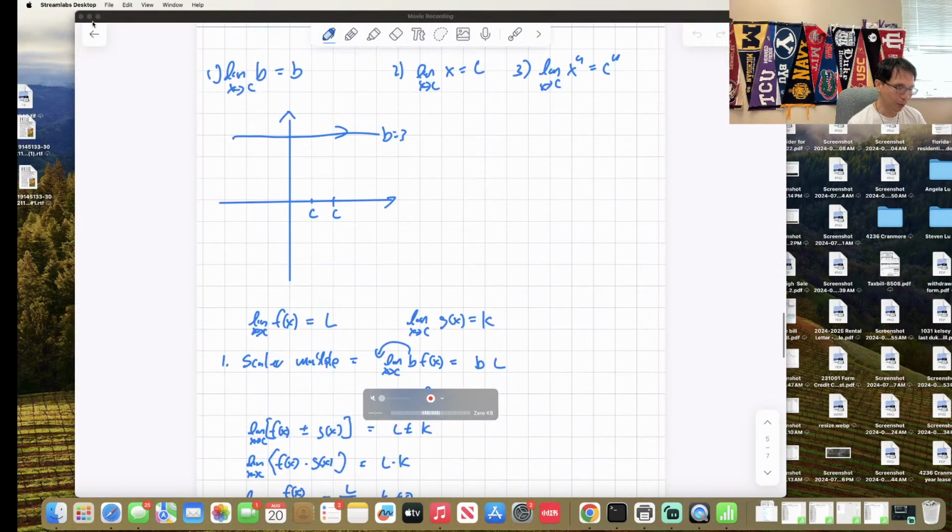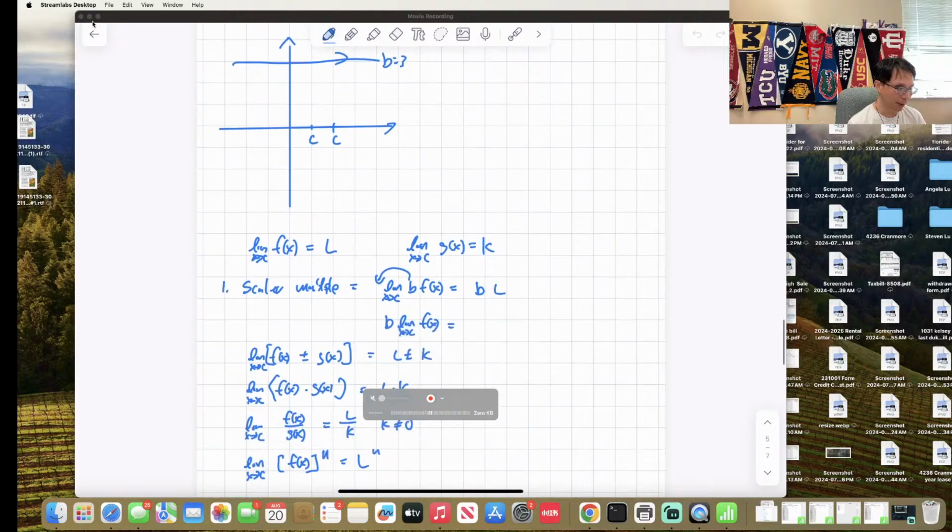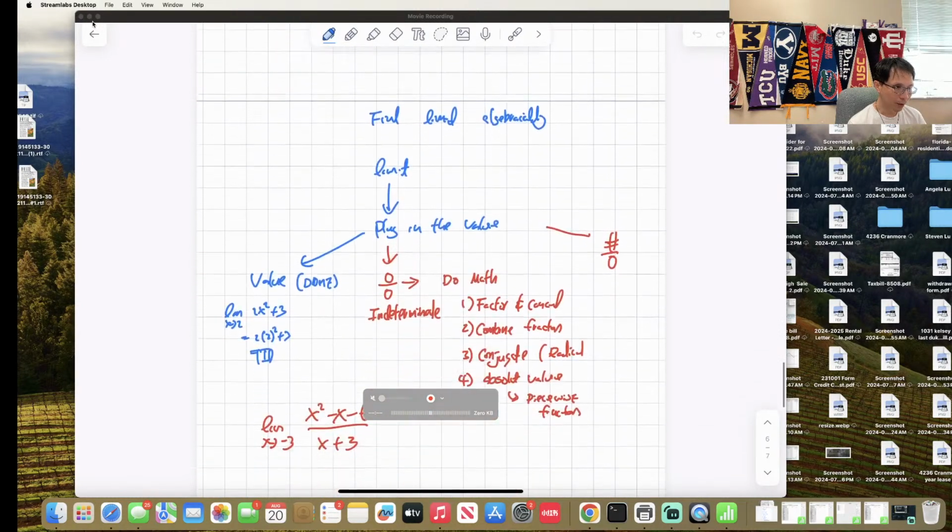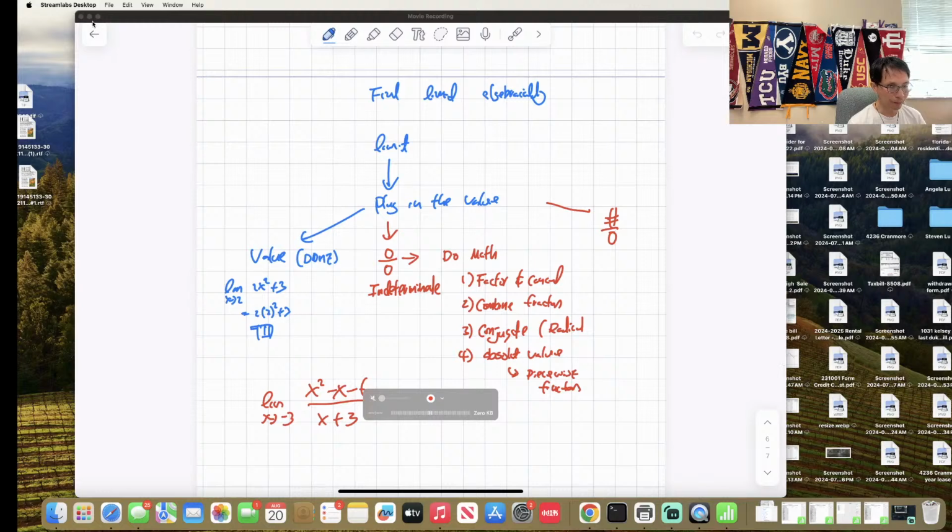The last part is we talked about starting with simple limits and finding limits algebraically, and we're going to talk about trig limits today. Trig limits are going to be hard for you because last year that was one of the hardest things. This year we're going to do that as well, but we're going to start with algebra first.